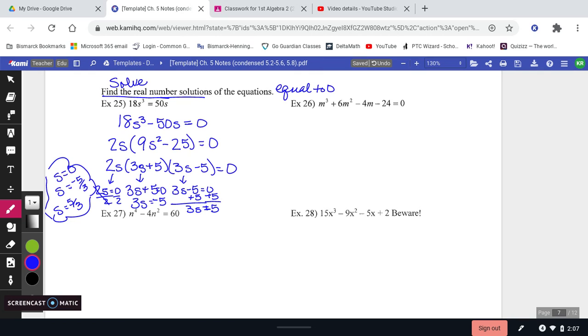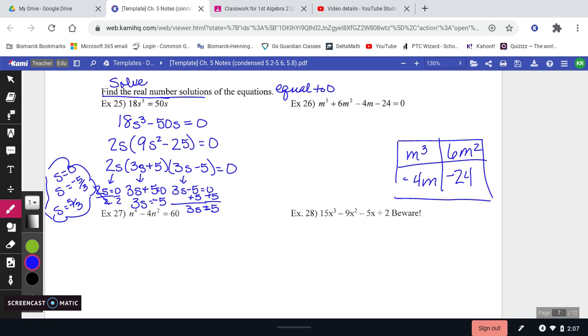Okay, 26. This one's already equal to 0, so that's good. You have 4 terms. Well, look at all 4 terms. Is there a common monomial that you can take out? And the answer is no. But if you go back to that list we started, if you have 4 terms, put them in a box. So in a box, I'm going to have m cubed plus 6m squared minus 4m minus 24.